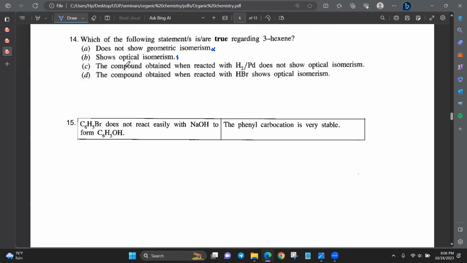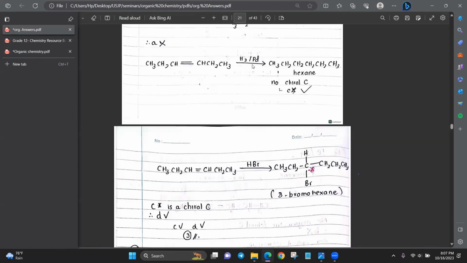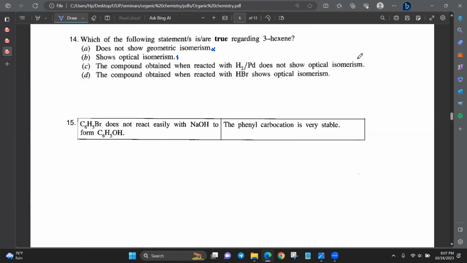This is the C statement. The compound obtained when reacted does not show optical isomerism. Yes. What we got is hexane, right? Hexane has no chiral carbon, so it does not show optical isomerism. So the C statement is correct.